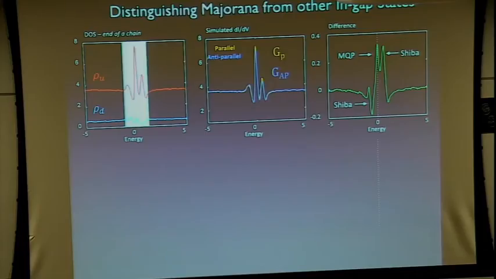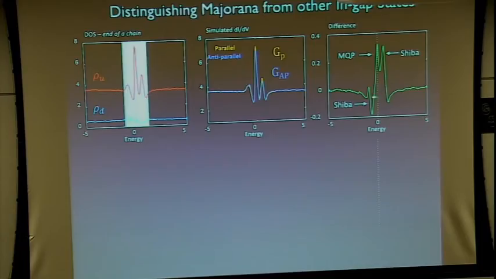So you can try to see if you can amplify that. So let's just look at, this is the density of states at the end of the chain. This is what the dI/dV would look like. The difference would look like this. And now this difference starts to tell you an interesting piece of information.